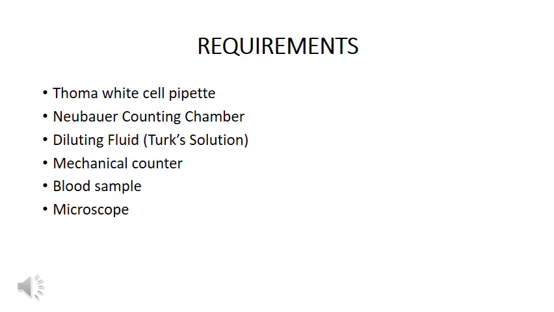There is another thing: a mechanical counter is optional. We can count in other ways too, but we need just a counter to count the WBCs. Then there is the need of a blood sample, in which we have to count the WBCs. Then we need a microscope, with a light, an accurate microscope.